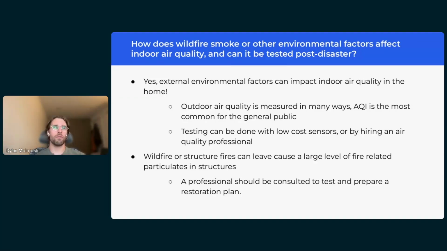Things like fires, wildfires or structural fires can leave a huge number of fire-related particulates in structures from smoke damage. And in those instances, you probably want to hire or refer to a professional who specializes in that kind of work. It's a very specialized field, and knowing how and where to test for those things can make a big difference for your client and making sure things get cleaned up effectively.